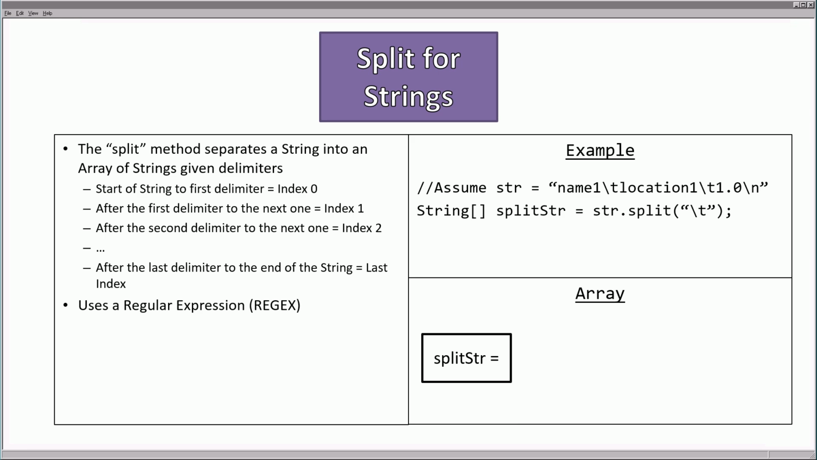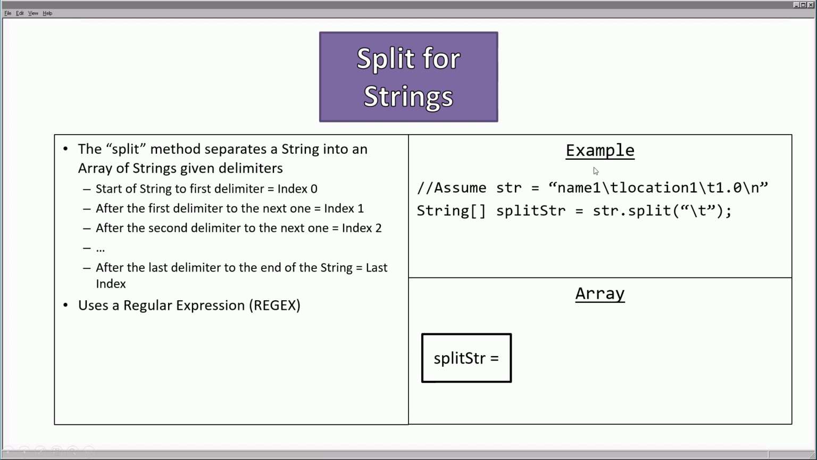So first of all, the split method for a string separates the string into an array of strings given some sort of delimiter. The way this works is it starts from the first index, index 0, and then goes all the way up until that first delimiter. That's going to be in the first index that's returned back. Then from that first delimiter to the next one, that's index 1. From the second delimiter to the next one, index 2, 3, 4, etc., until we're at the very end.